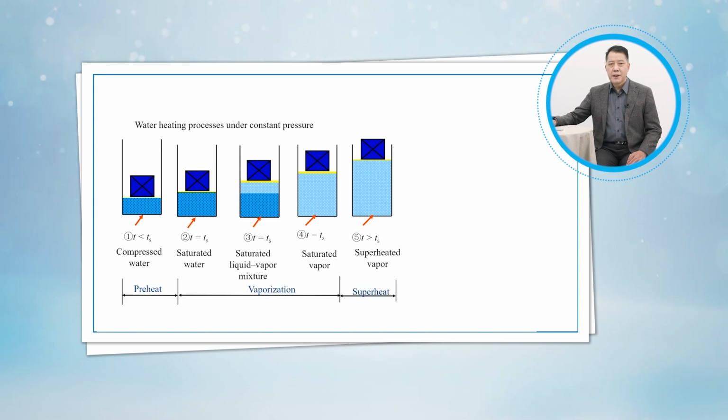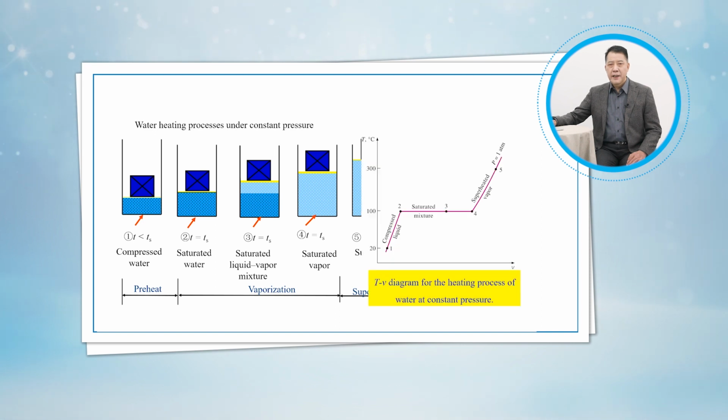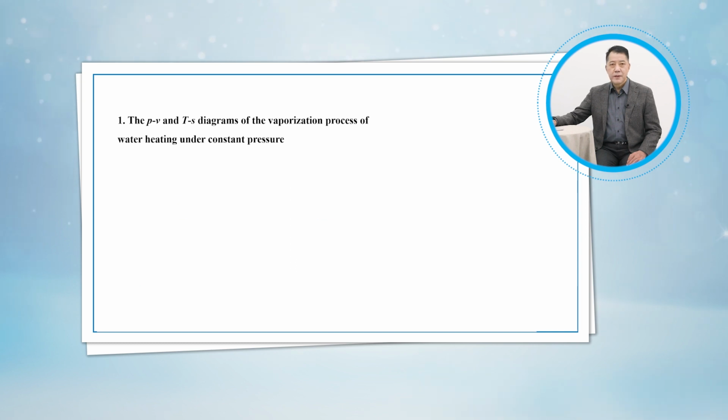The heating process includes 3 stages: preheat, vaporization, and superheat. The heating process of water at constant pressure can be shown in the TV diagram. Firstly, let's talk about the PV and TS diagrams of the vaporization process of water heating under constant pressure.